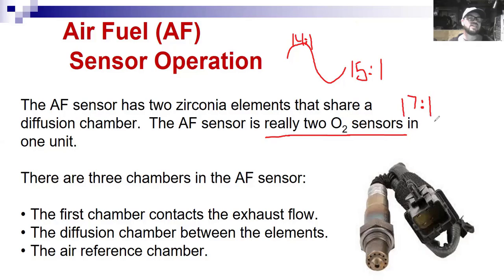Okay. The signal that it generates is a little different. Some of these sensors, if you look at the scan data, will show you a voltage reading. Other sensors will show you current. Mostly the computers monitor the current flow. And I'm not going to get into all the nitty gritty details of how this sensor works, just that it's kind of like two O2 sensors in one, and it gives you a wider air fuel ratio measurement range. And that means it runs at a higher temperature range.